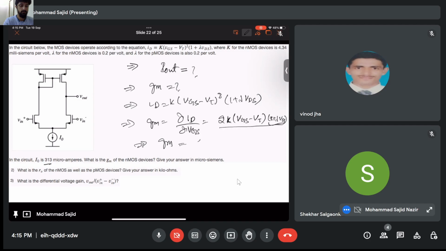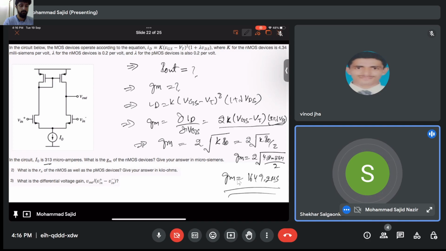This we can translate into this formula: 2 times K times the current, right? You can see that the current flowing in one branch is I naught by 2. I naught is given, that is 313 microamperes. So your GM will be, and K is also given, 4.34 milli. I naught is 313 micro by 2. You solve this, that is a simple square root. It comes out to be 1649.2 microsiemens. Okay?